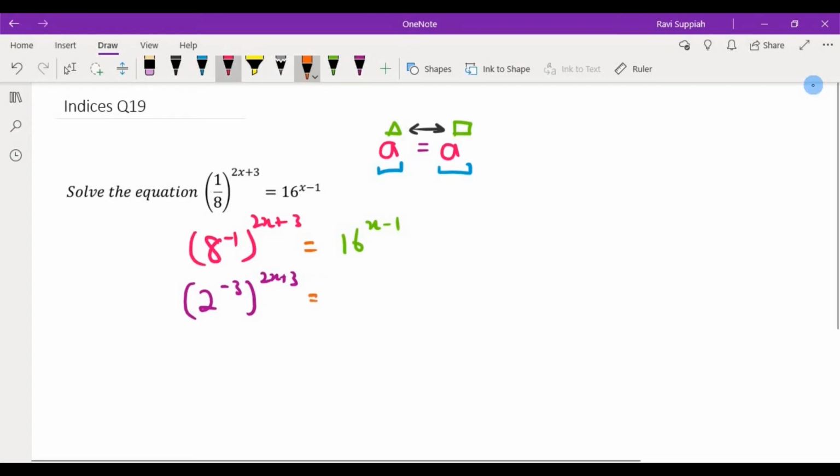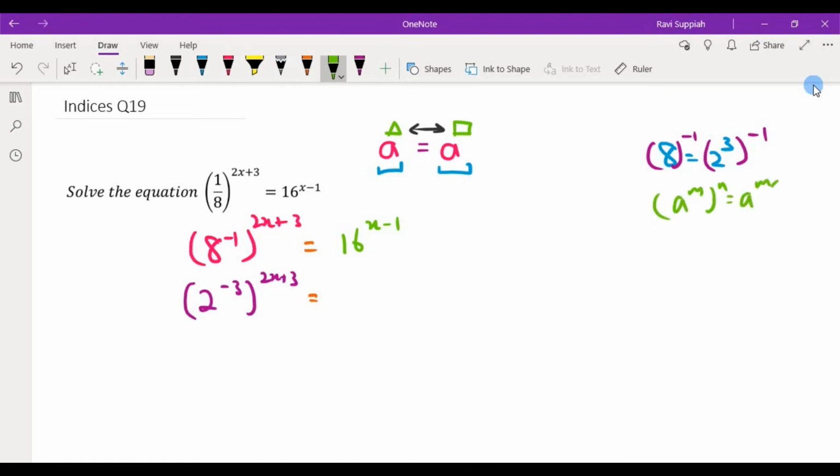Maybe I'll just explain this again over here at the side. As we know, 8 is 2 to the power of 3. Since we now have 8 to the power of minus 1, this 2 to the power of 3 is also to the power of minus 1. And by the indices rule, a^m to the power of n is a^(m times n), which means that this is equal to 2 to the power of 3 times minus 1, which is 2 to the power of minus 3. And on the right hand side, what I have is 2 to the power of 4, bracket x minus 1.